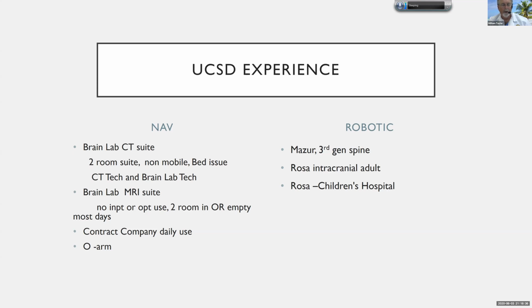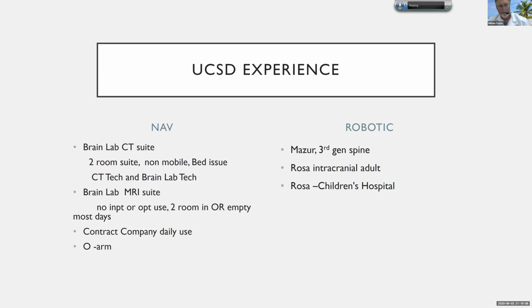They redid part of the hospital, and so we had a 4-room suite. In that one suite, we have a BrainLab CT. It's a 2-room suite. It's non-mobile, the BrainLab Aero, so it slides between rooms. You cannot use it simultaneously. The idea is you can do one case and then you have to put it away, and then you can do another case in the other room. So we have one suite of 2 rooms with a CT scan in between.